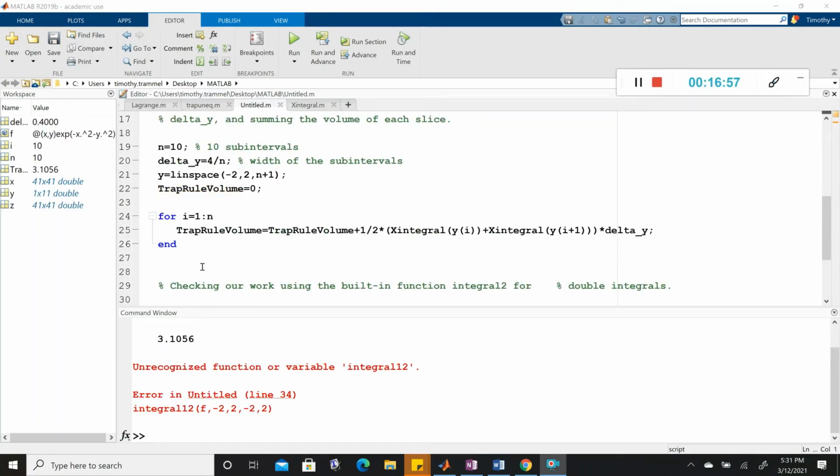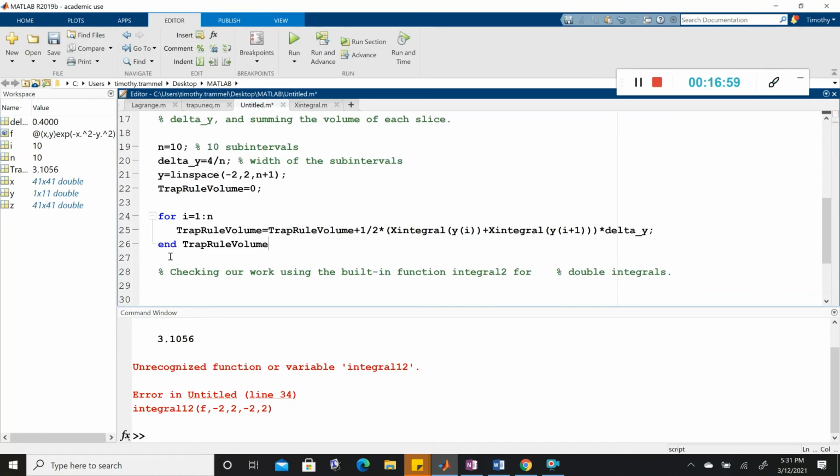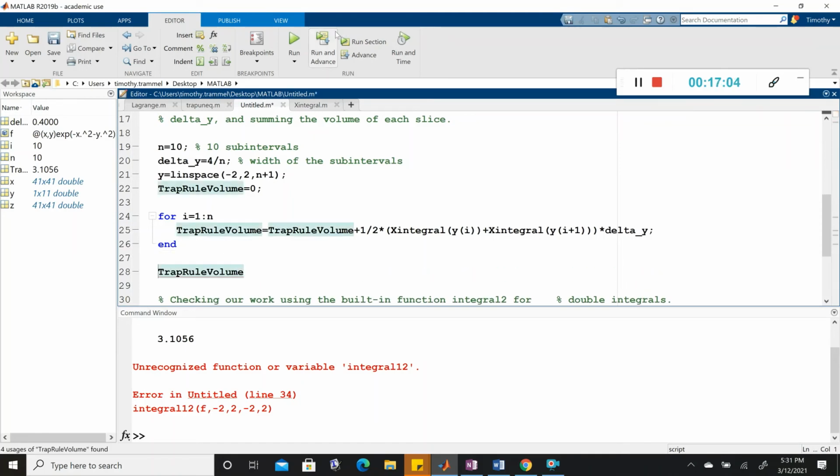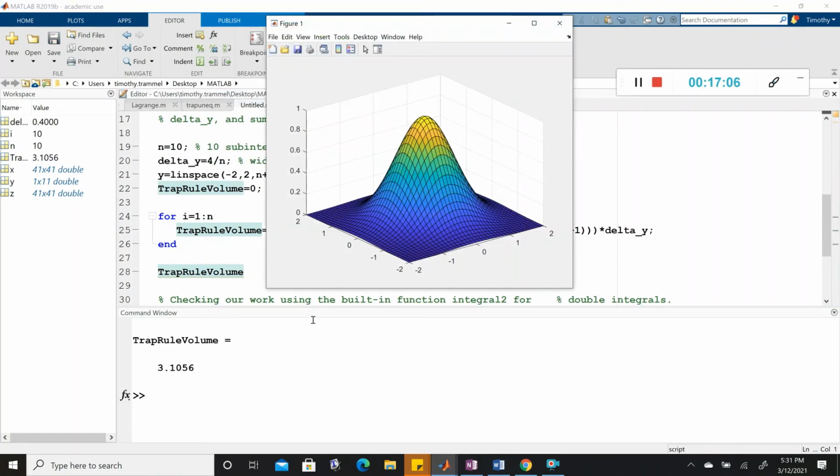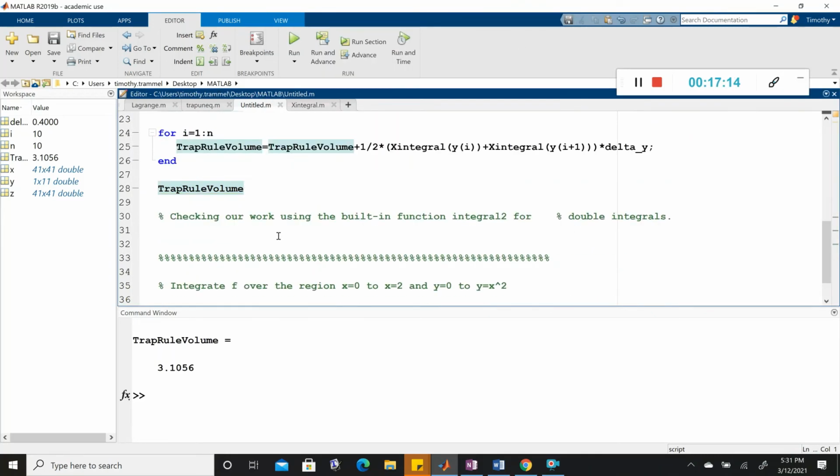All we have left for our trapezoid rule is to take a look at our output, which I want to be below end here. Let's give that a run. And so we can see our volume is 3.1056.